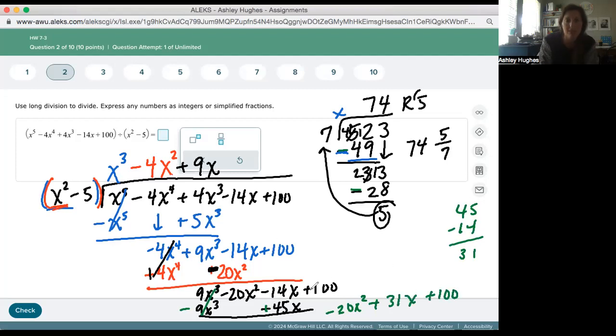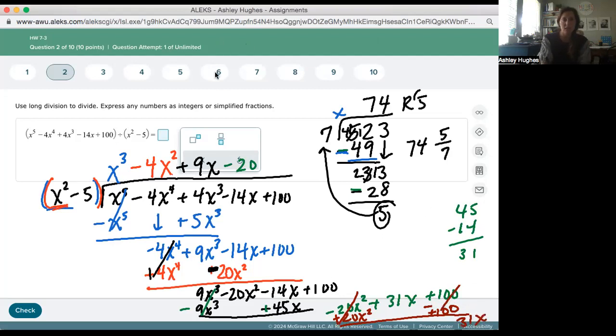And now I'm going to ask myself, how do I get negative 20x squared? Well, that would be a negative 20. So x squared times negative 20 gives me the negative 20x squared. And then negative 5 times negative 20 gives me plus 100. And then you're going to switch both signs. So a plus and a minus. So that cancels and that cancels, and you're left with 31x.